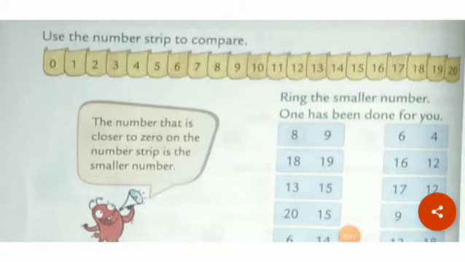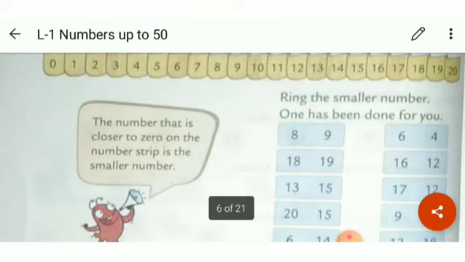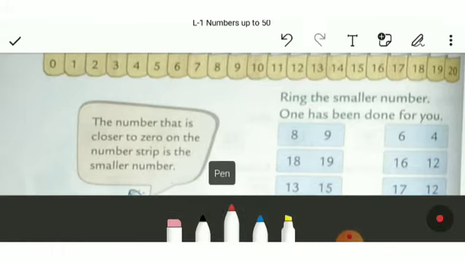Now see this example. Use the number strip to compare. You have to use the number strip to solve these examples. Here, smaller in 8 and 9, 8 is the smaller one, so you have to ring this number like this. Okay, so complete the remaining ones.